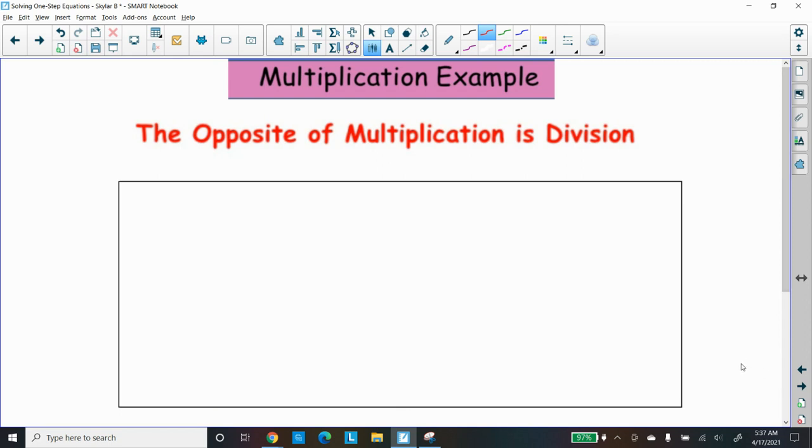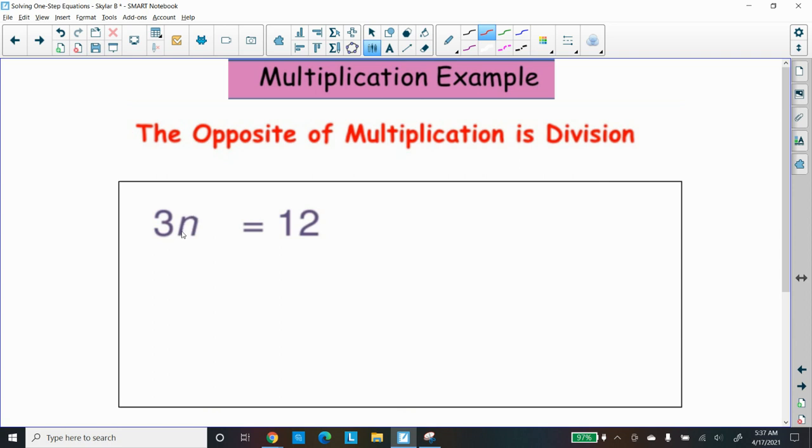Okay, let's deal with one-step problems on multiplication. So here's an example of multiplication. But remember, the opposite of multiplication is division. So we're going to deal with the opposite. So here's a multiplication problem.